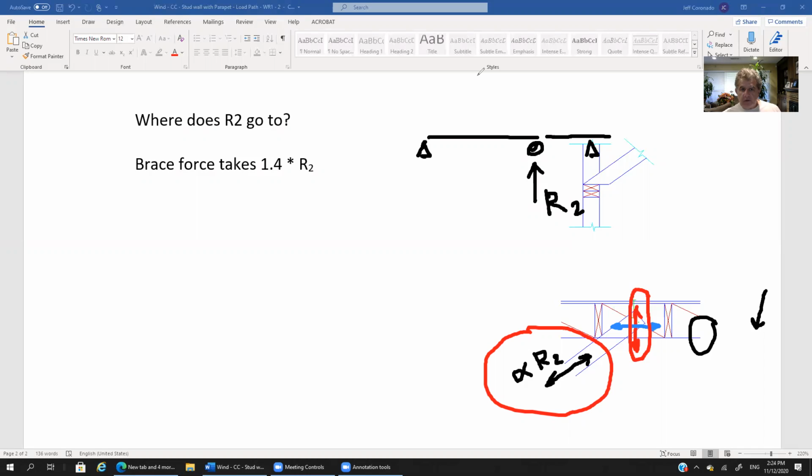So let me use green here and see if I can show you the idea. I'm going to show it with a double-headed arrow because, again, it all depends on whether the brace is getting pulled or it's being compressed. That'll dictate whether the vertical component of the alpha R2 force is up or down. But we're going to say this is vertical.